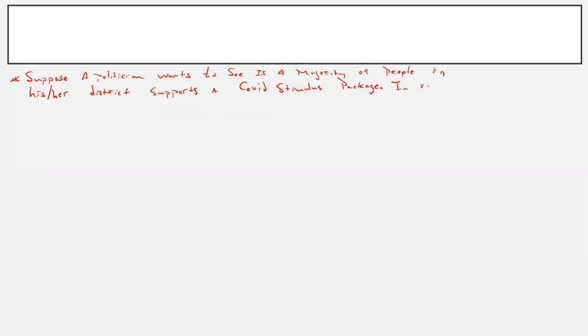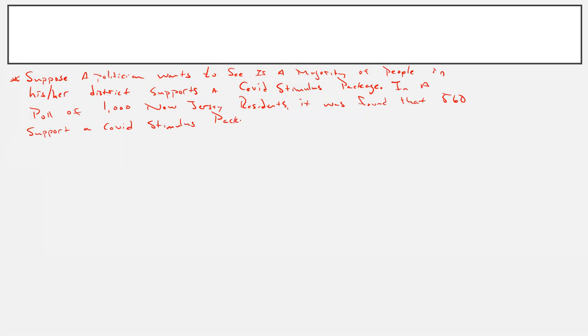So in a poll of 1,000 New Jersey residents, it was found that 560 support a COVID stimulus package. Like another round of stimulus checks or expanding the unemployment benefits, okay? That's what I mean by the COVID stimulus package.